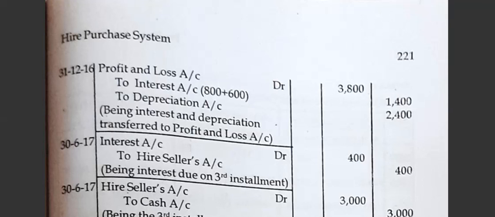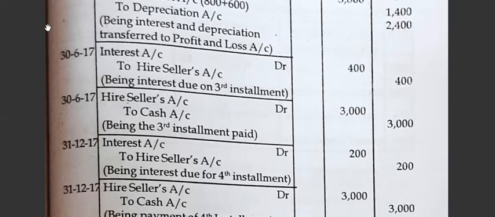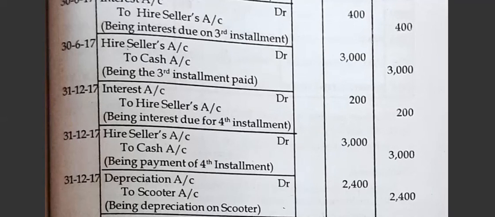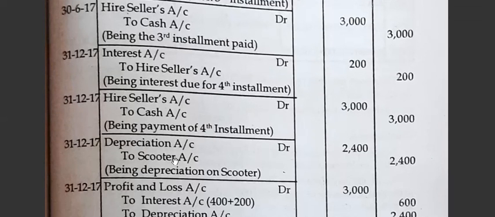Then again the third installment. In 2017 they will pay, interest account debtor to hire seller account. This is the interest of the third installment. Again the payment of installment, hire seller account debtor to cash account, 3,000. Again at the end of the year, interest and installment. Interest of the last installment 200, then the payment of installment 3,000. Then the depreciation entry is the same: depreciation account debtor to scooter account 2,400.